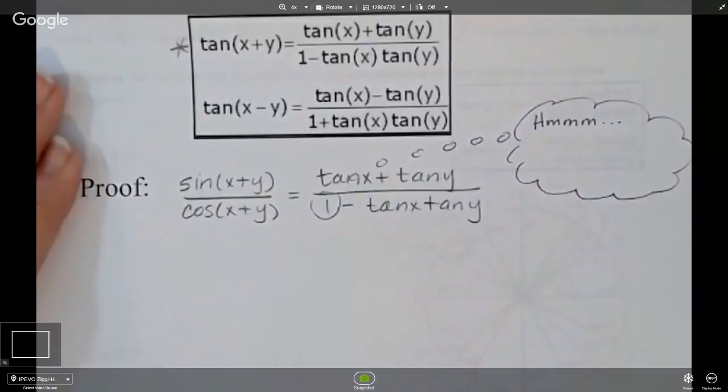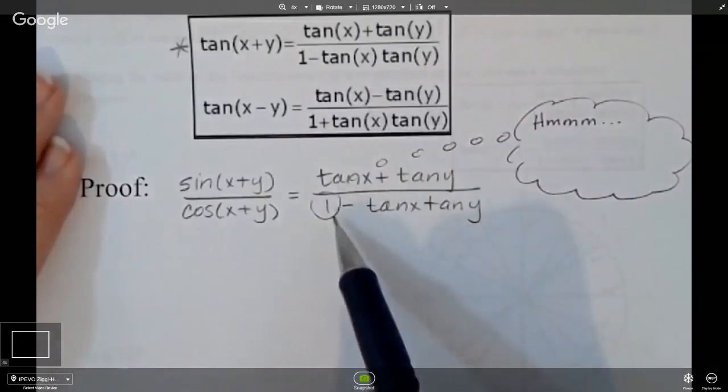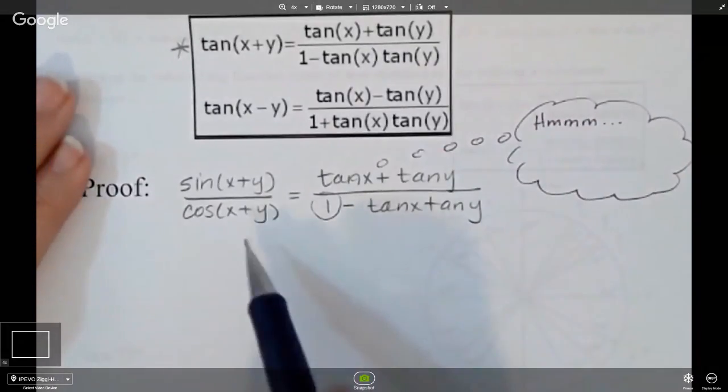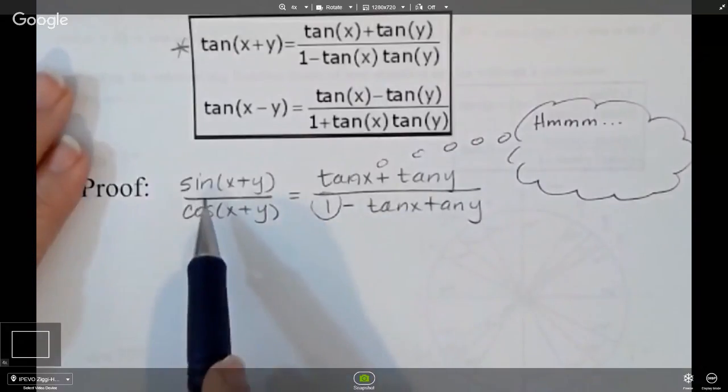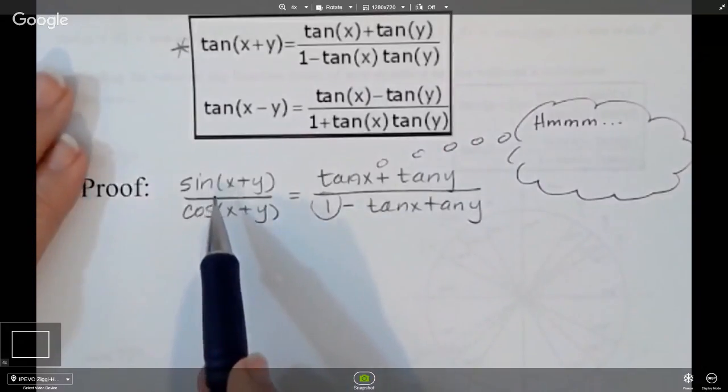How do I get a 1 over here? Well, I don't know yet, so I'm going to expand this side using those two identities that we just came up with on the previous page.